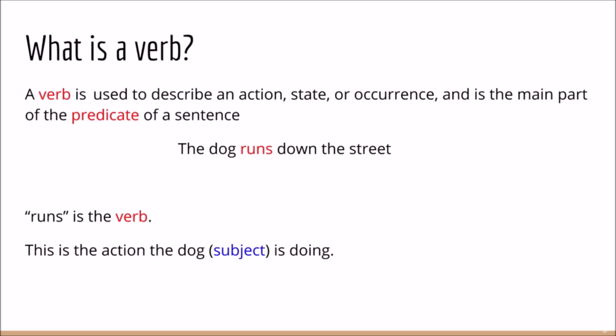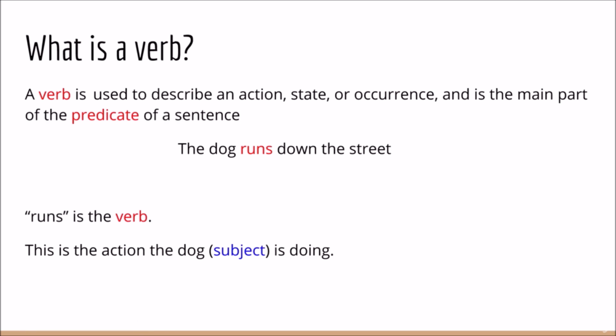So, what is a verb? A verb is just a word in English that we use to describe an action, a state, or an occurrence. It's the main part of the predicate of a sentence. So if we take a look at this example sentence, the dog runs down the street. It's a sentence we've been using.